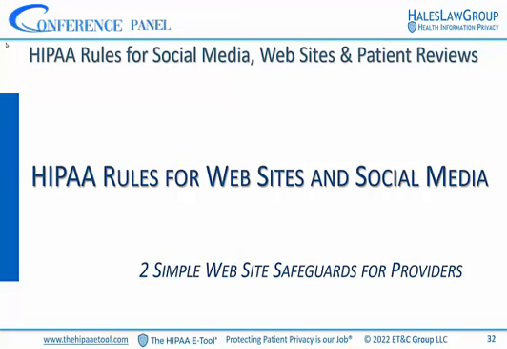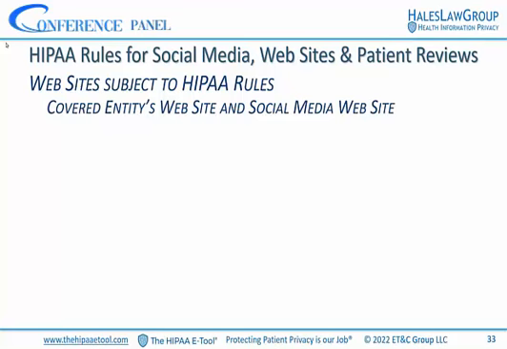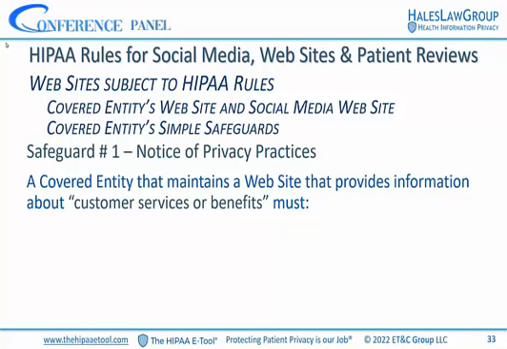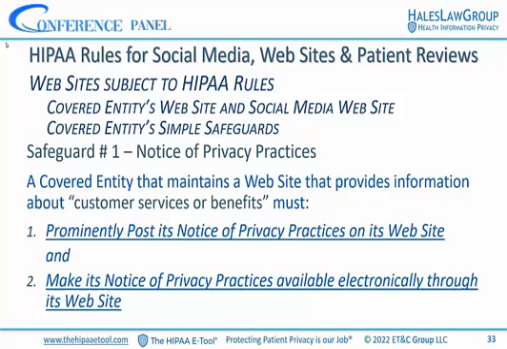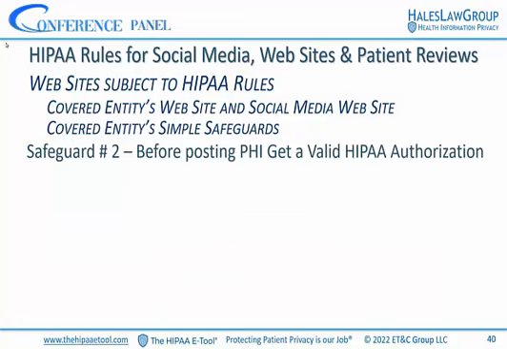Let's look at the safeguards. Two simple website safeguards for providers. For a covered entity's website and social media website, there are simple safeguards. Safeguard number one: a covered entity that maintains a website that provides information about customer services or benefits must prominently post. Prominent is key here. It was discussed thoroughly in the most recent round of HIPAA audits, the results of which were published in December of 2020. So prominently post the Notice of Privacy Practices on the website and make the Notice of Privacy Practices available electronically through its website. Safeguard number two is before posting any PHI about a patient, get a valid HIPAA authorization.